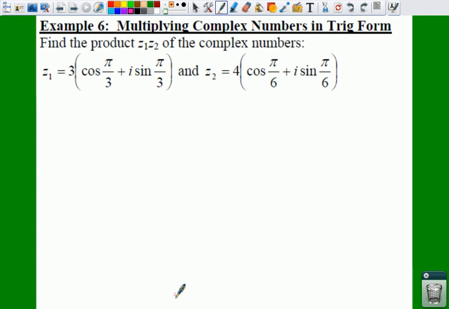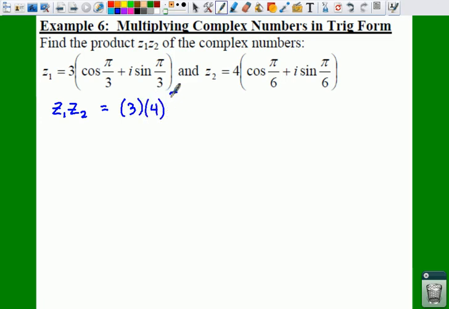Here on example 6, we're still going to be multiplying complex numbers in trig form, and so we have to use our formula. So if you take z sub 1 times z sub 2, what we're going to do is multiply our coefficients, 3 times 4.